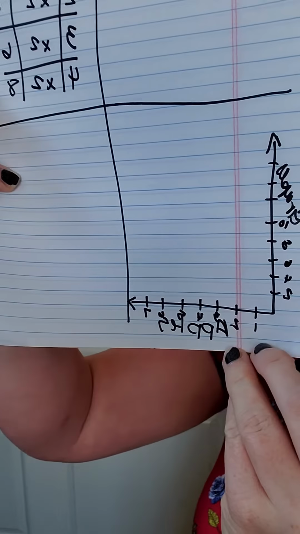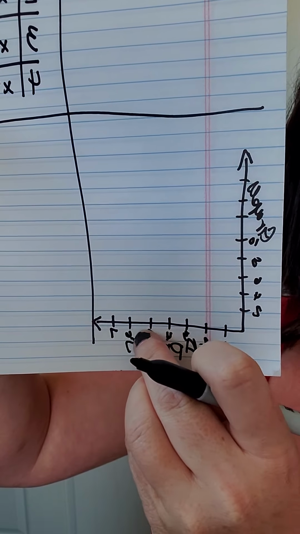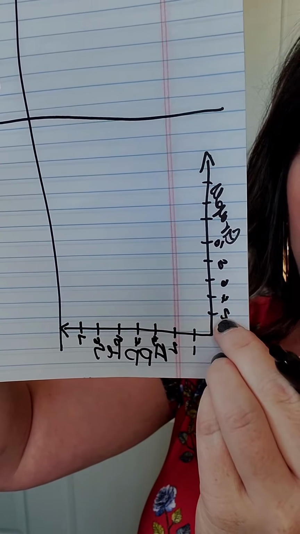Okay, so now I have 1, 2, 3, 4, 5, 6, 7, and then 2 up to 10, counting by twos on the y-axis. Okay, so I'm going to take this 2 and 4, and I'm going to graph it because now it is a coordinate. So in parentheses, you can label it 2, 4, or the next one would be 3, 6, and the one after that would be 4, 8.